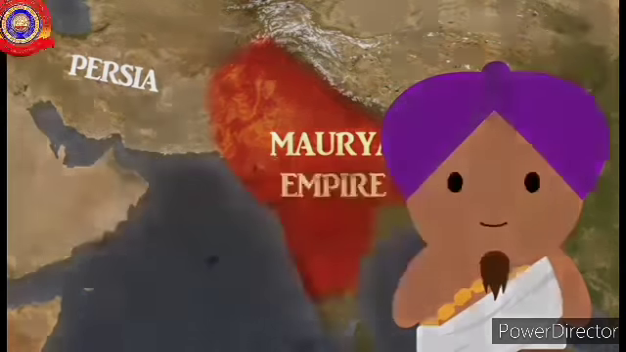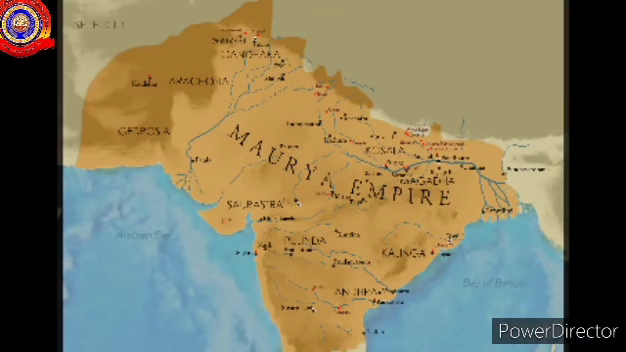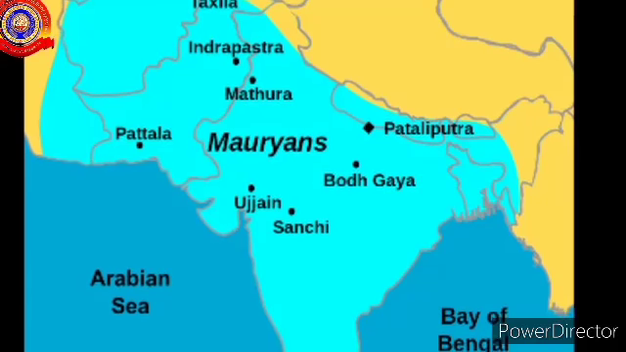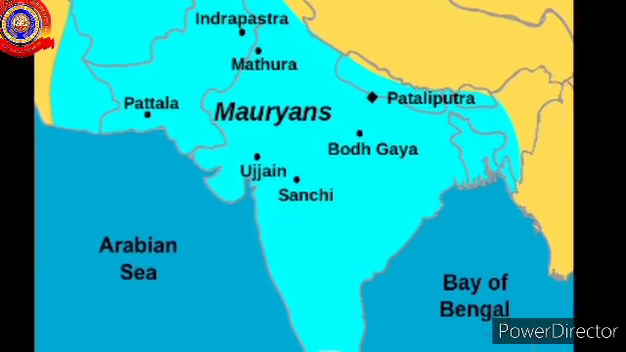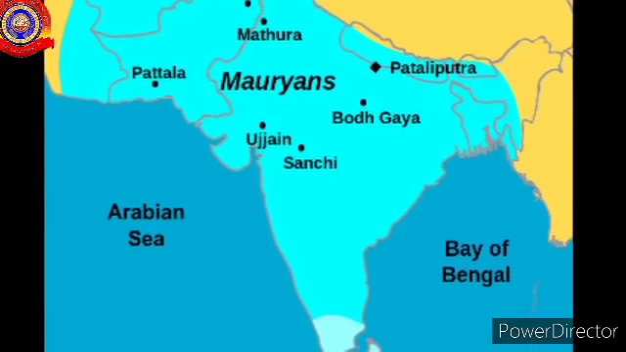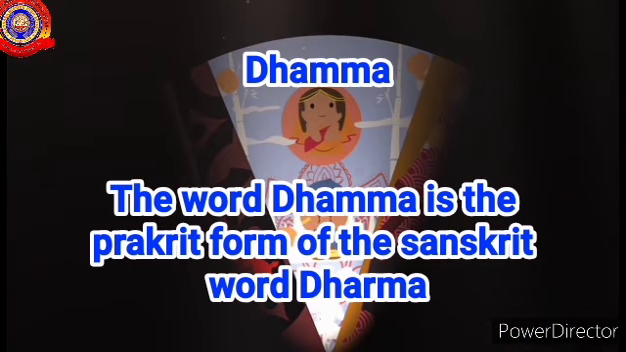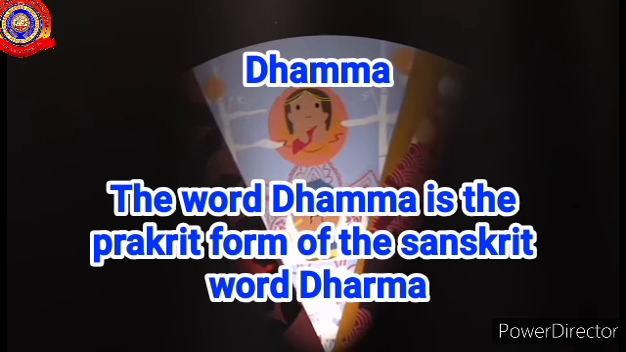Students, look at this map. You can see Maurya Empire under Ashoka in this map. You might have understood from the given map how extended was the Maurya Empire during the reign of Ashoka. Dhamma. The word Dhamma is a Prakrit form of the Sanskrit word Dharma.